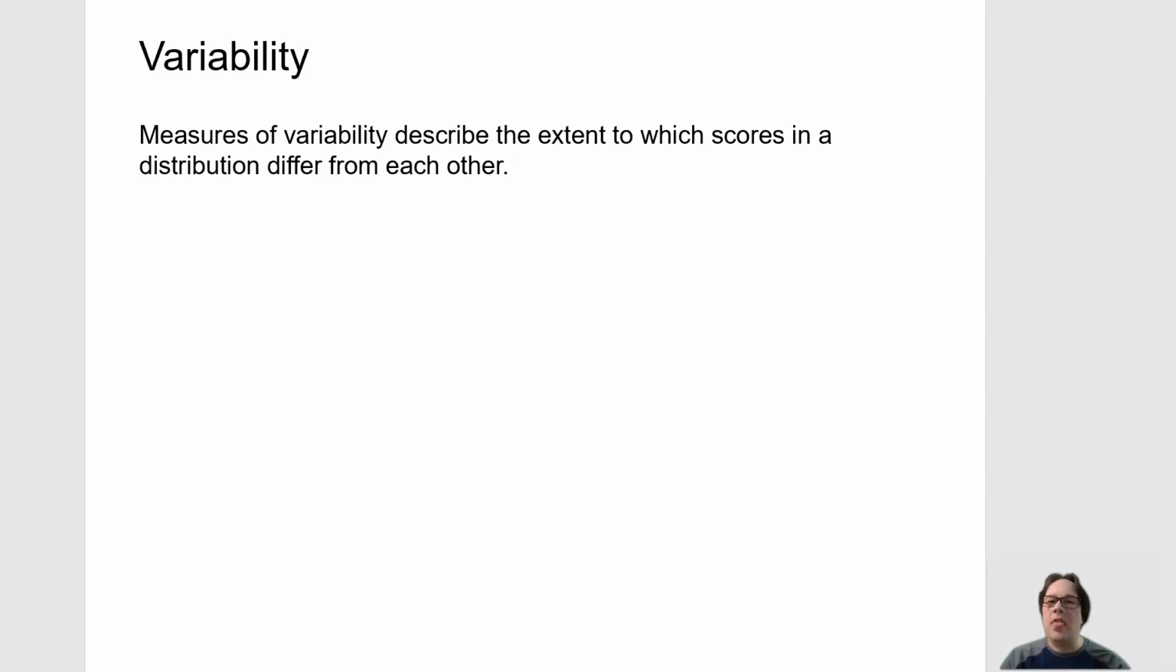Chapter 4 in your textbook talks about variability. So what is variability? Well, measures of variability describe the extent to which scores in a distribution differ from one another. So in that last example, I said these scores all seem to be sticking together. They don't seem to be too far apart. What I was really getting at is that this distribution seems to have low variability. Not a whole lot of distance there. They're all kind of sticking together.